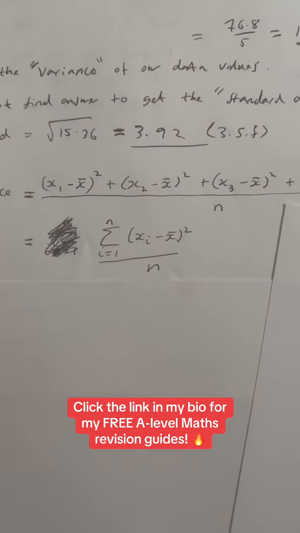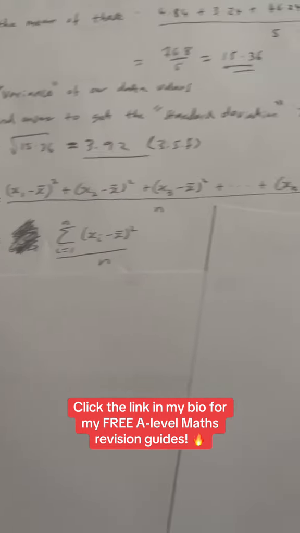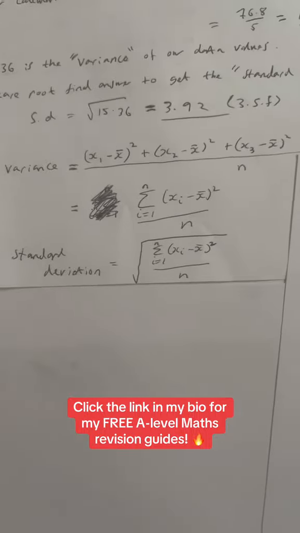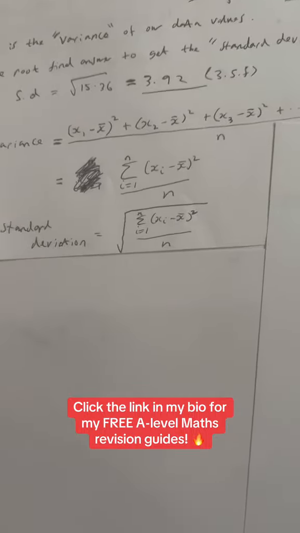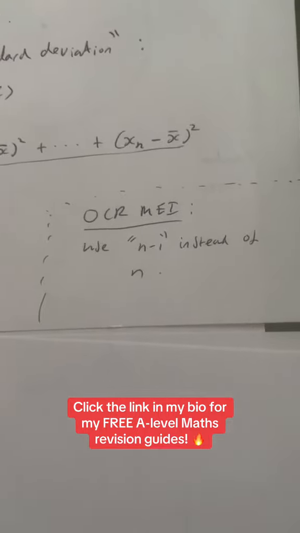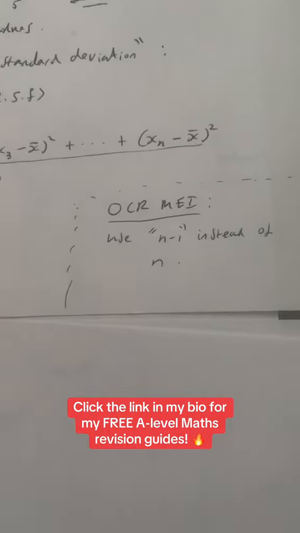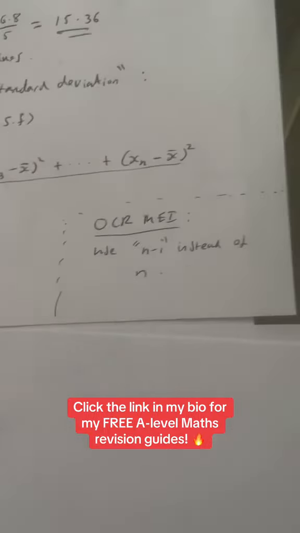We can use sigma notation to make it look nice and neat. So from i equals 1 up to n, the sum of all those differences squared. And then when you square root it, you get the standard deviation. Now, just a little note, if you are an OCR MEI student, use n minus 1 instead of n. The reason for that is a bit technical, but for most examples, use n, okay? Just so I mentioned that.